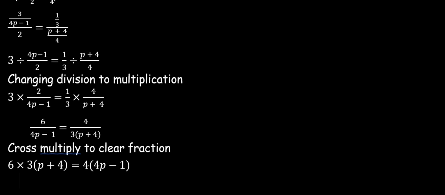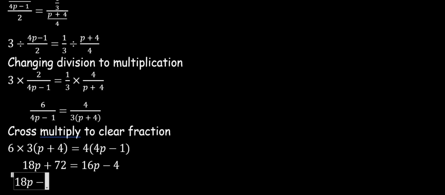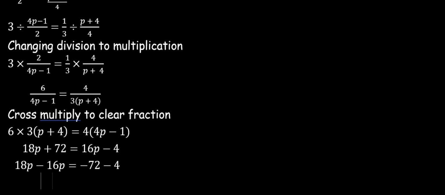When we open up the bracket, we have 18p plus 72 equals 16p minus 4. Next, first of all, we collect like terms together. We have 18p minus 16p equals minus 72 minus 4. And that will give us 2p equals minus 76. p will be equal to minus 76 divided by 2, which is minus 38.